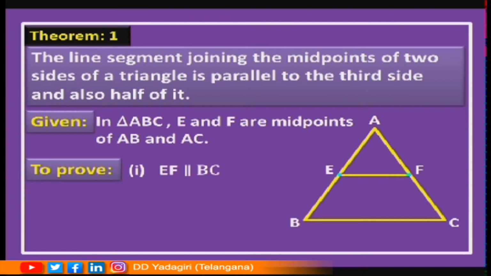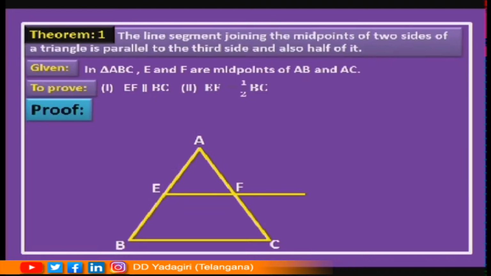Yes, the first one is EF parallel to BC, and the second part is EF is half of BC. Okay, children. So, you can notice EF is parallel to BC and EF is half of BC. Now, let us start with the proof, children.